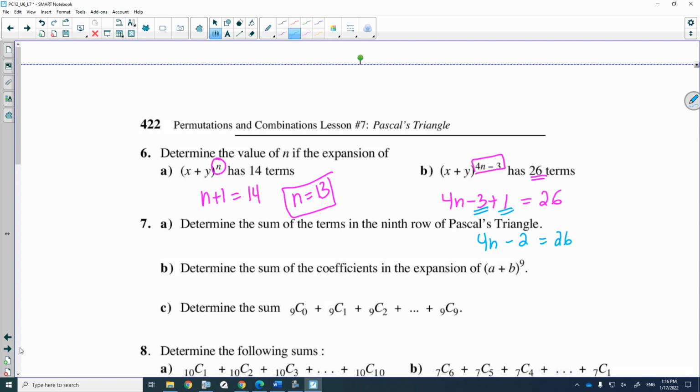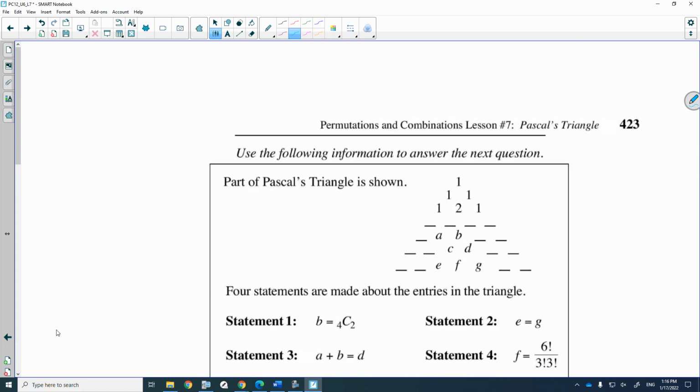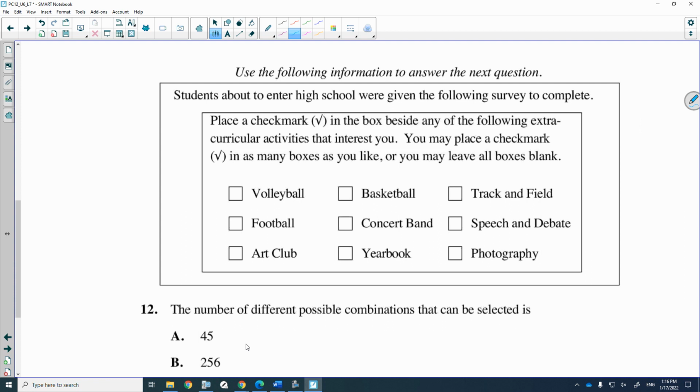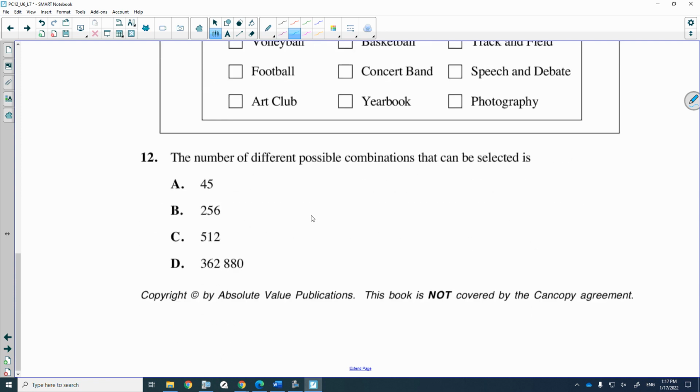I just want to quickly check that the last homework questions are good. Yeah, the ones that I assigned are good questions. And then the next video will be on lesson 8. That's all for lesson 7.